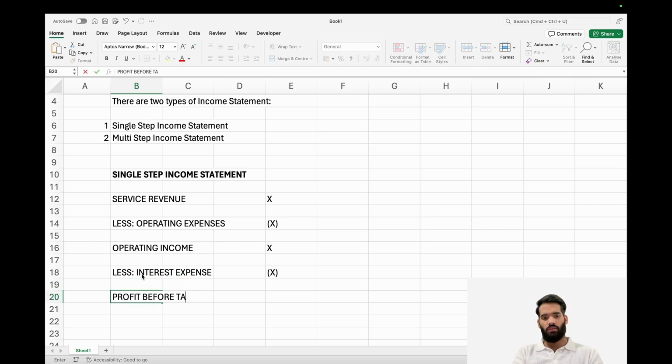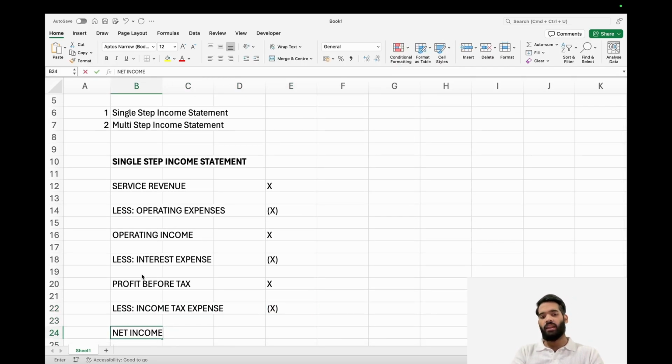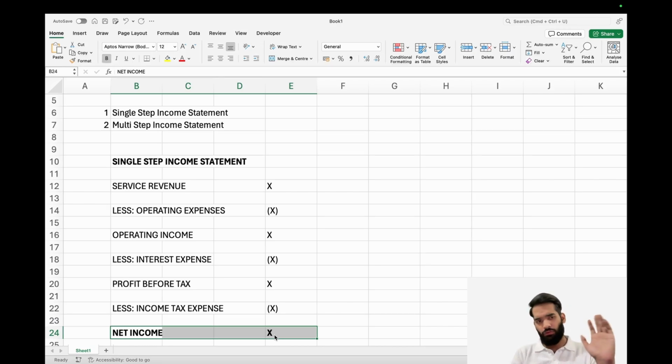And we are already at profit before tax. Of course, you probably know after that we have to charge the tax on it, income tax expense, and then we get the final answer called net income, or you can also call it net profit, which is the final profit the business generated after paying taxes. Now, if you look at it, the format is actually quite simple.